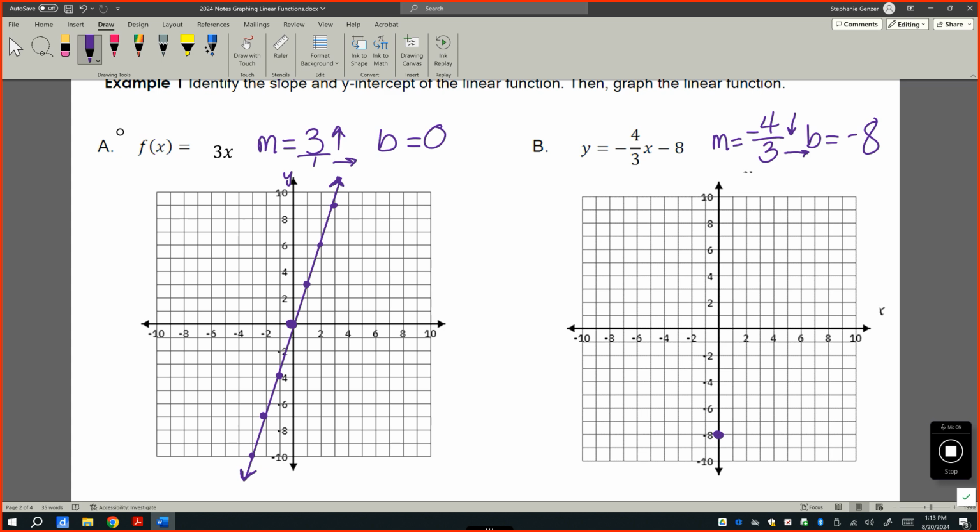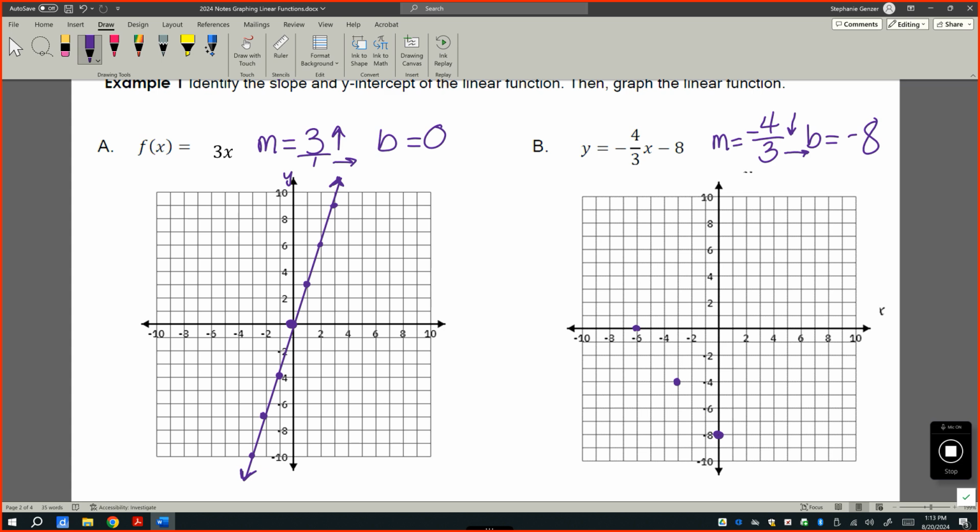But there's no space, right? So we're not going to be able to, I guess you could try to eyeball it, but we can't go this way, so we're going to have to move in the opposite direction. The opposite of down is up, and the opposite of right is left. So we're going to go up 4 and to the left 3. And then we repeat that process.